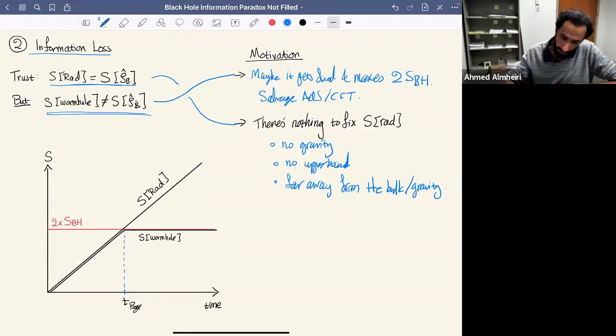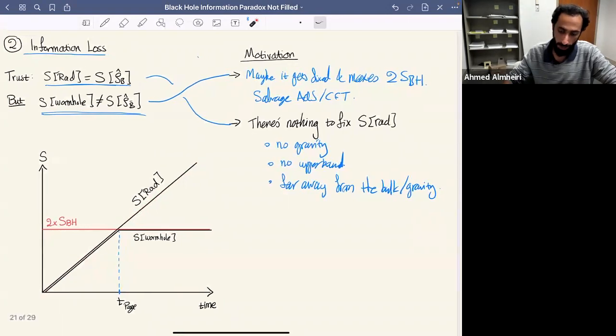So in this scenario, one would get something like this picture here. The entropy of the wormhole would grow with the radiation up until the Page time, and then it would transition and become constant. It's maxed out, it can't get any more entangled, but the entropy of the radiation continues to grow for all time. Okay, so that's the information loss scenario.